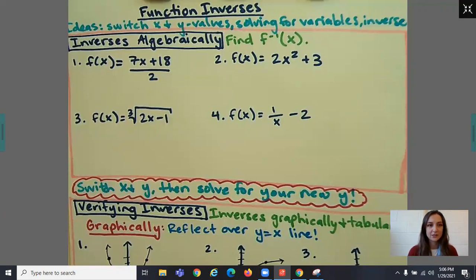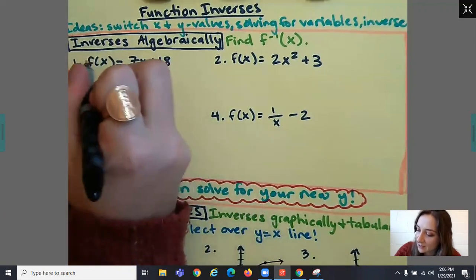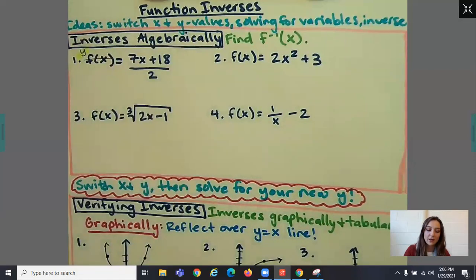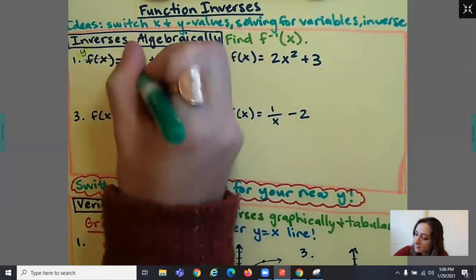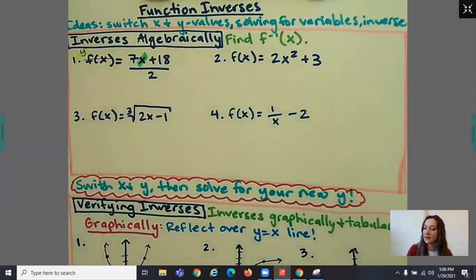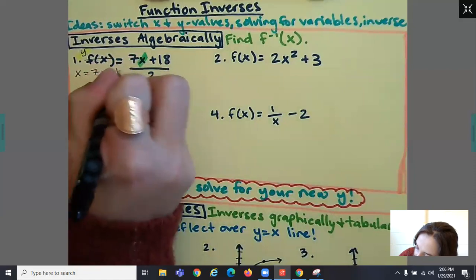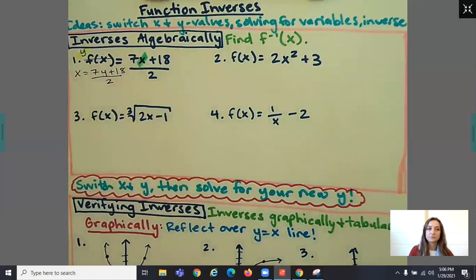One important thing to notice is that f of x is the same thing as y, so if you want to go ahead and cross it out and make that y, it'll make your life a little bit easier as far as seeing what's going on. So the very first thing that we're going to do is switch the place of our x and y value. So I'm going to switch this y with this x. Rewriting it, we're going to have x equals 7y plus 18 divided by 2.